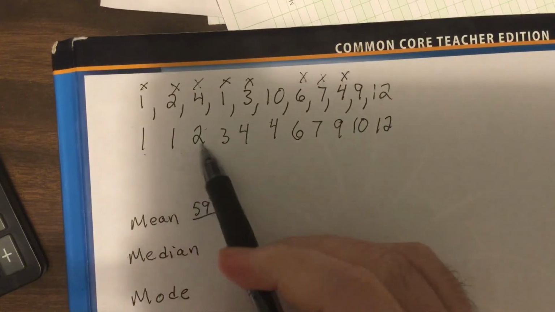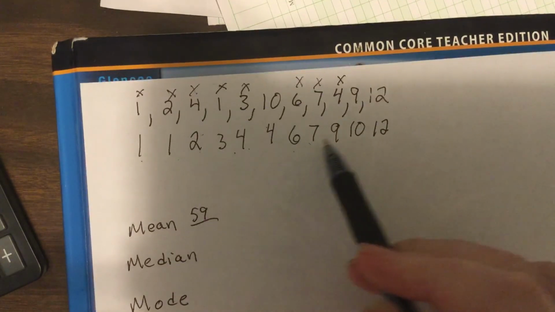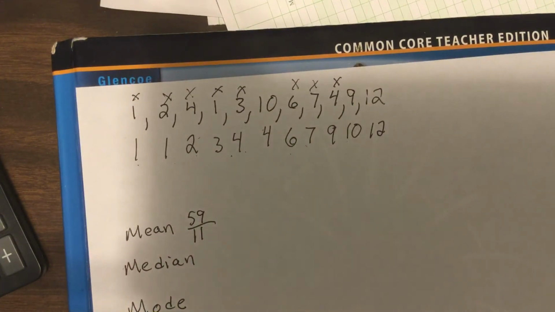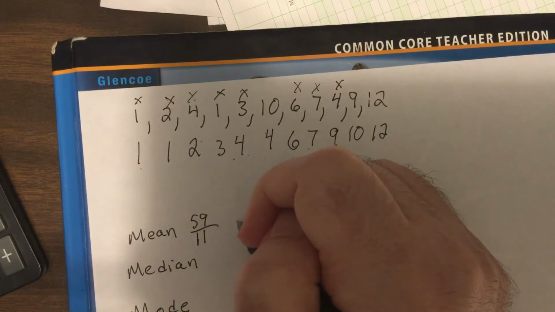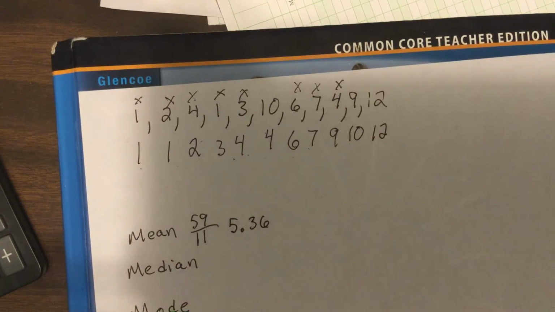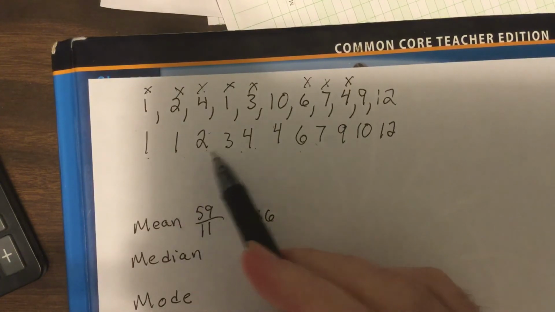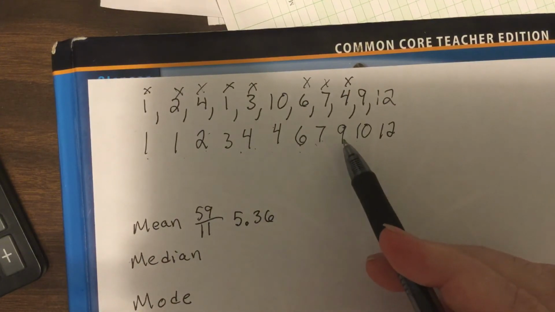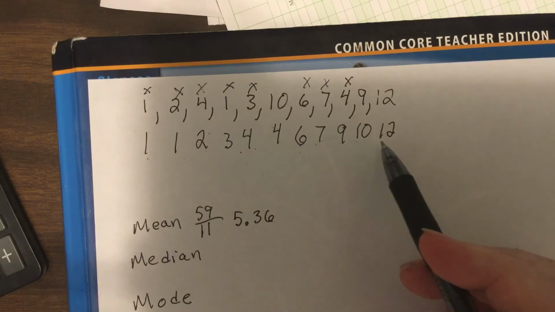Divided by 1, 2, 3, 4, 5, 6, 7, 8, 9, 10, 11. So 59 divided by 11 is 5.36, repeating. So I'll go 5.36. Always double check. Let's see, 2, 4, 7, 11, 15, 21, 28, 37, 47, 59.